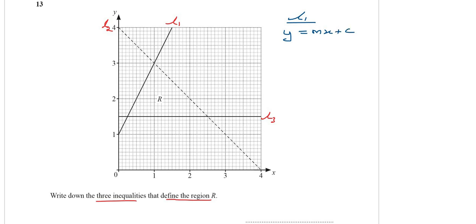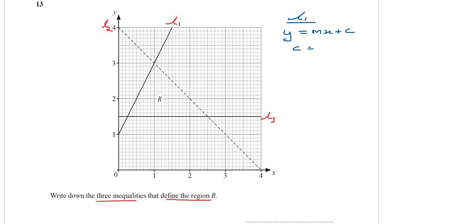You can see here all the lines are intersecting the y-axis. This line L1 is intersecting, line L2 is also intersecting, and L3 is also intersecting the y-axis. That is why I took y is equal to mx plus c. This is the y-intercept form, where c is the y-intercept that I can write from here.